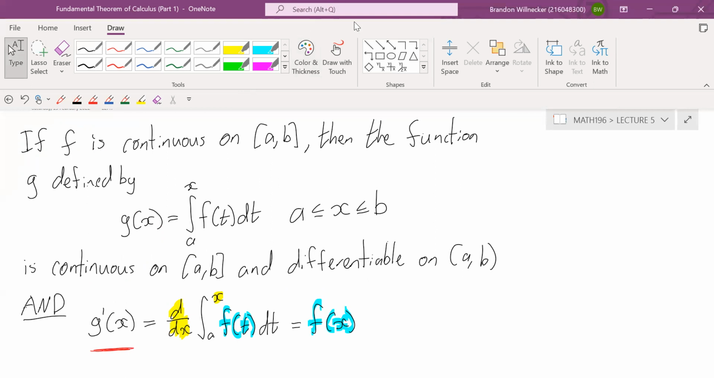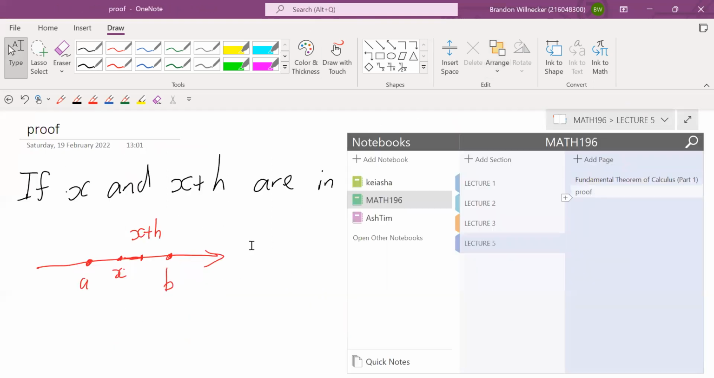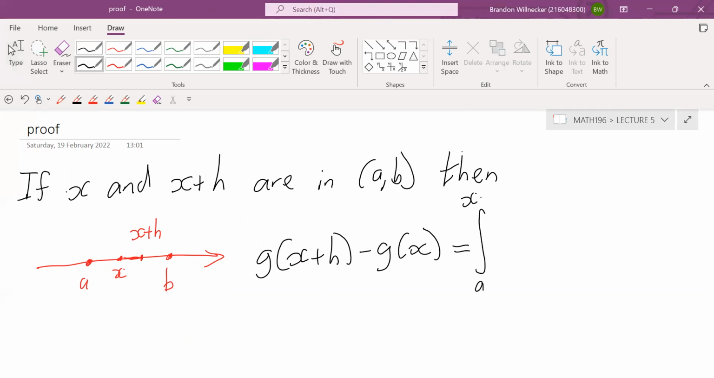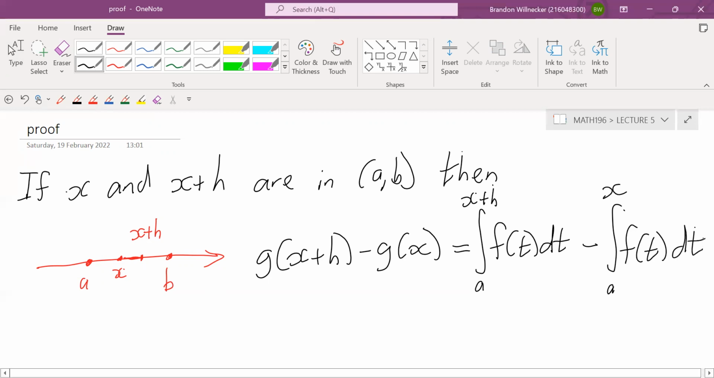So somehow we need to build this into our proof. Remember how we defined derivatives before? We define it as g of x plus h minus g of x, divided by h, and then we take the limit. We're going to do that same idea here. Let's start with the numerator: g of x plus h minus g of x. We're trying to build the limit that we use to define a derivative. We can substitute g because we know how it's defined. The first part will be the integral from a to x plus h of f of t dt, because the input was x plus h, and then minus the integral from a to x of f of t dt. I've just substituted the definitions for g.